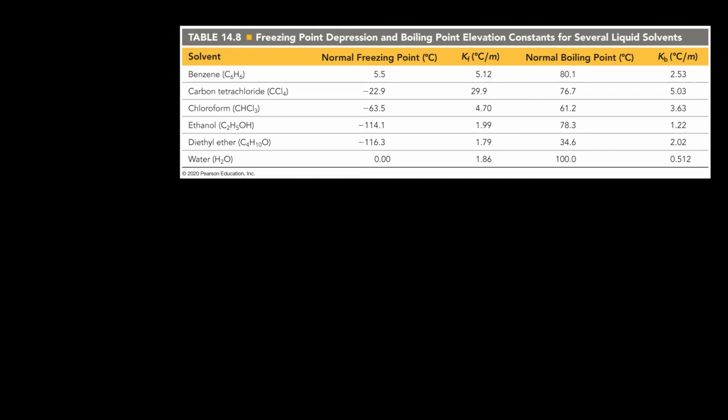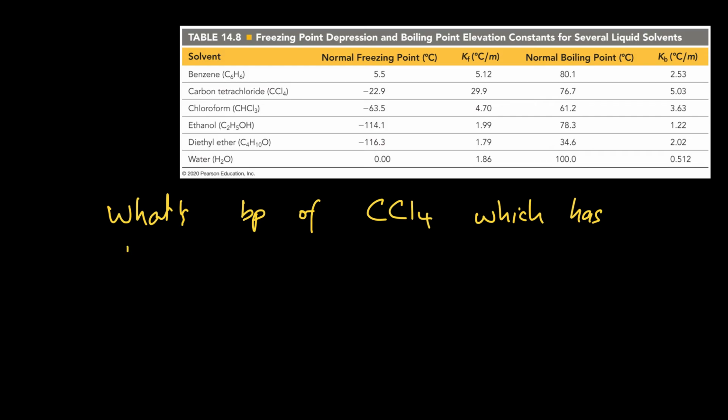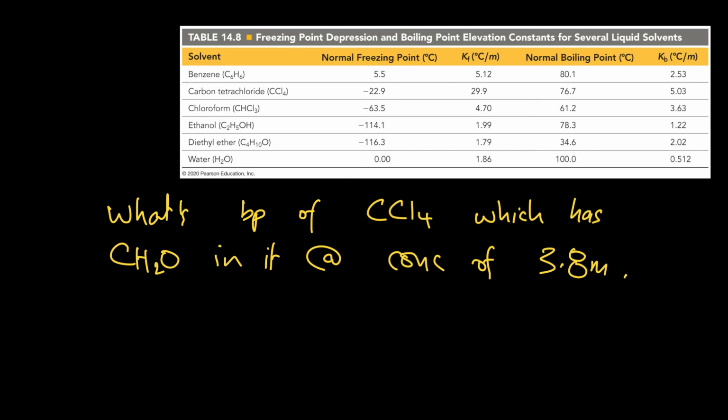And just for fun, right, we can do one more problem. We can say, what's the boiling point of carbon tetrachloride? Let's go ahead and dissolve some formaldehyde in it at a total concentration of, say, 3.8 moles per kilogram. In fact, maybe that's one you can try. So what's the boiling point of carbon tetrachloride that you've dissolved formaldehyde in, so you've got a total concentration of 3.8 molal. So pause the video and have a go, and then we'll compare notes.